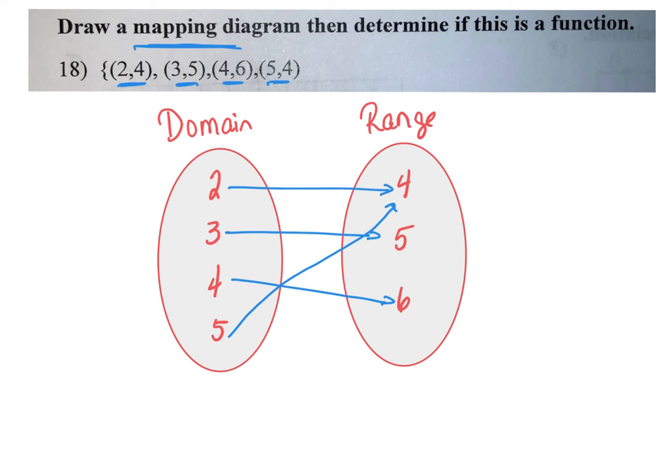And then it's asking, is this a function? Well, you only have to worry about the domain piece. Does every one of these only have one arrow coming off of it? Yes, it does. So yes, this is a function. All right. Yes, this is a function.